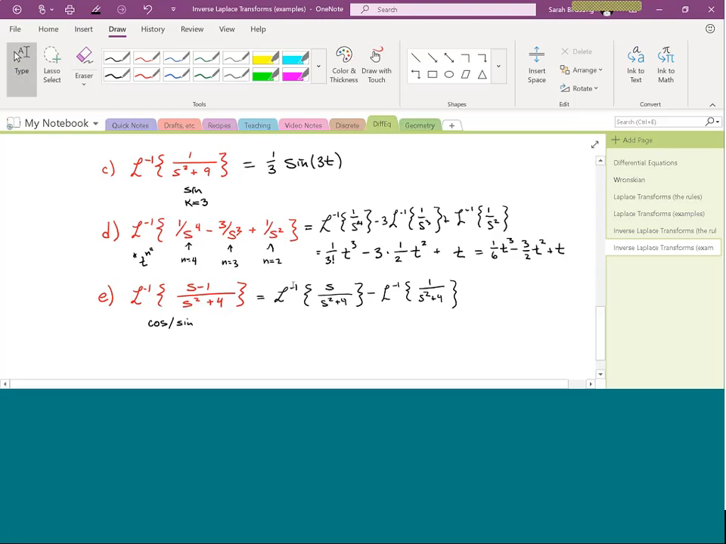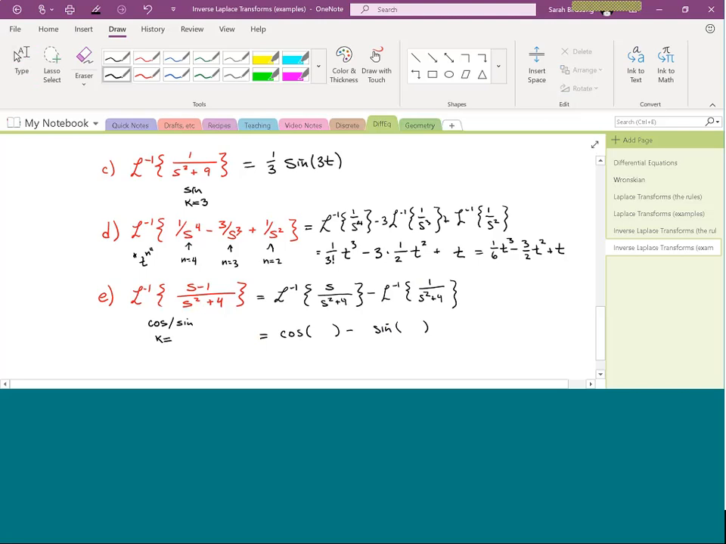This first piece right here with just a single s, that one will turn into your cosine. And this piece right here with a 1 on top, that one will turn into your sine. So I'm going to go ahead and write that. So here's cosine something minus sine of something. Now they have the same denominator, which means they're going to have the exact same k value.